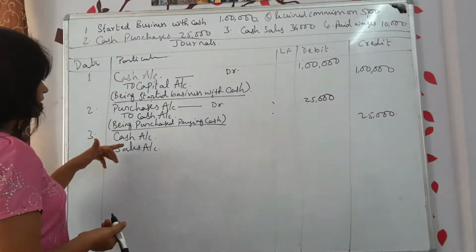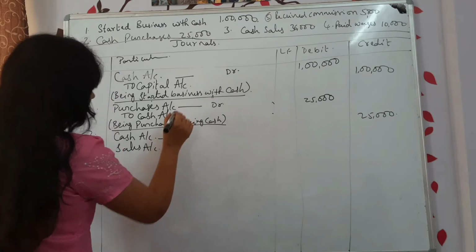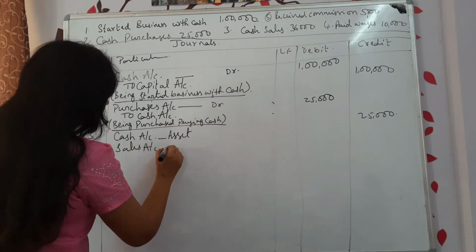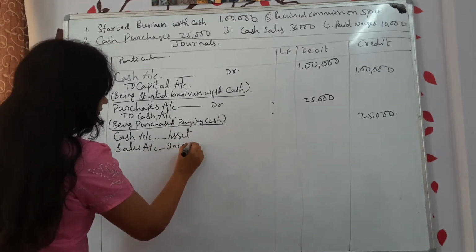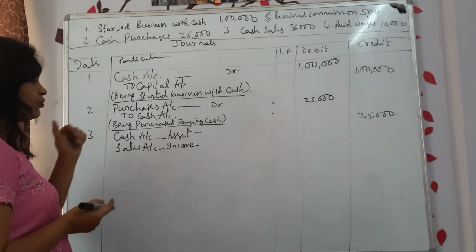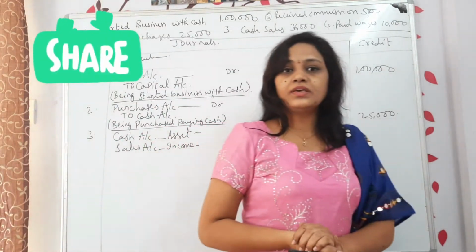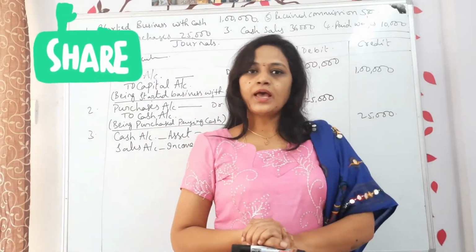Okay. Now see here, cash account comes under, as usual, asset. For the last transaction we have done this. Sales comes under income. Already we have done the classification. If you want, you can check the video. Now asset rule: debit increase, credit decrease.